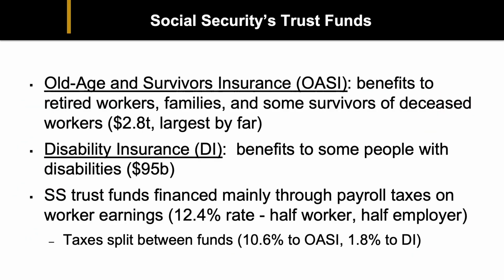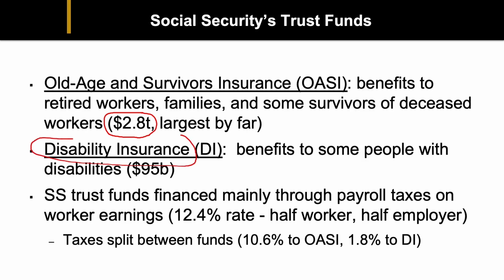The biggest by far is one of the Social Security trust funds, the Old Age and Survivors Insurance. This provides benefits to retired workers and families and some survivors of deceased workers. Most of you listening to this are going to be part of this trust fund. This is set aside for you. There's $2.8 trillion in it. It's the largest by far, and it's heading towards bankruptcy.